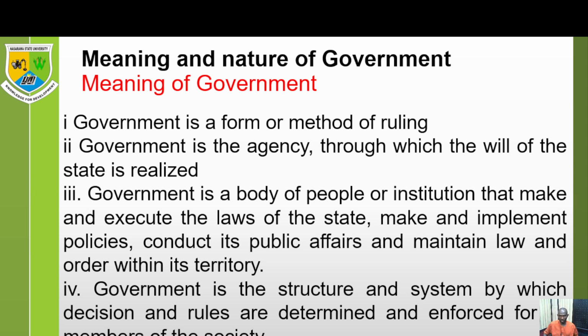As I've mentioned earlier, the first item has to do with the concept of government, that is, the meaning of government. As we all know, government is a form of a method of ruling, and it can equally be seen as the whole machinery or system through which a particular society is governed. You can equally see government as the agency through which the will of the state is realized. You can as well see government as the body of people or institutions that make and execute the laws of the state. And some look at it as the act of governance, and equally the field of studies.